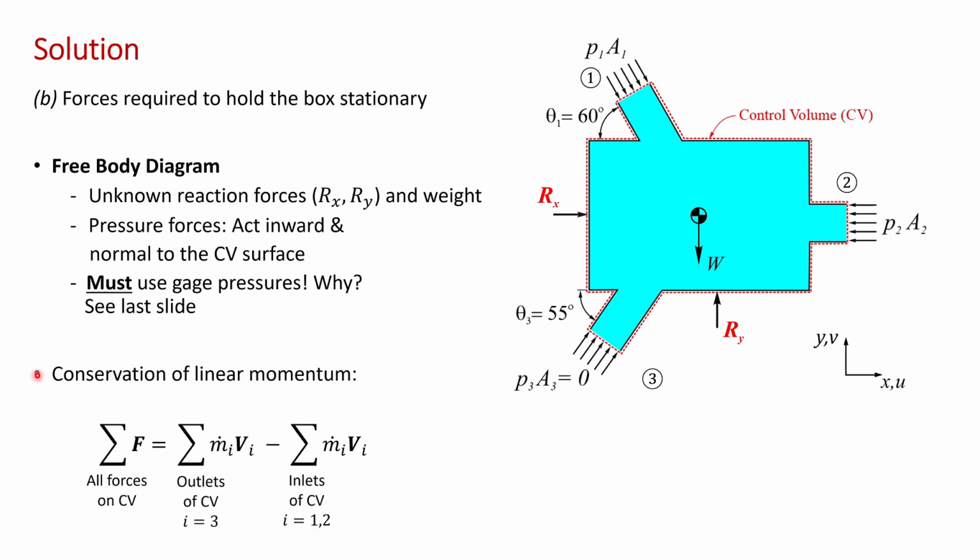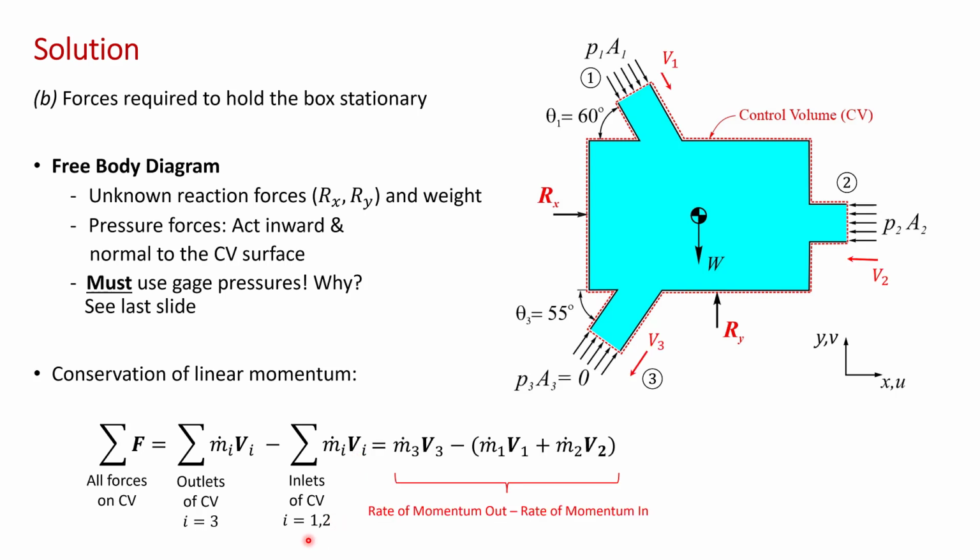Okay, so moving on. Next, we apply conservation of linear momentum. The sum of all the forces on the control volume equals the rate of change of fluid momentum. So m dot v summed over all the outlets minus m dot v summed over all the inlets to the control volume. In the current problem, we only have one outlet and we have two inlets. So this becomes m dot 3 v3 minus the sum of m dot 1 v1 plus m dot 2 v2.